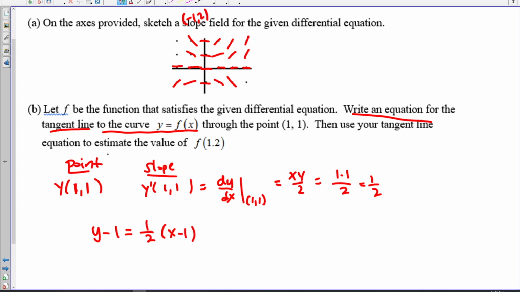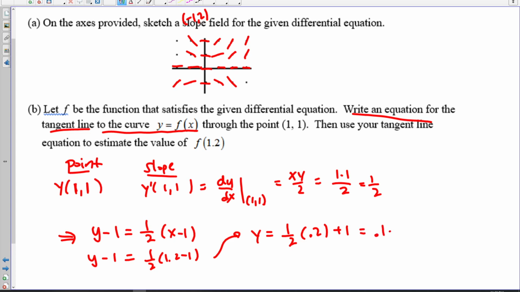And it says use your tangent line equation. So they're saying use this equation here to estimate the value of y when x is 1.2, right? So y is equal to what when x is 1.2? So you can put in your answer like this. And if you didn't have a calculator, we would know y is equal to 1/2 times (1.2 minus 1), which is 0.2, plus 1. And so this is my answer. You could actually just leave it just like this. But actually, I don't really need a calculator. 0.2 divided by 2, isn't that just 0.1, plus 1? So this answer is 1.1.